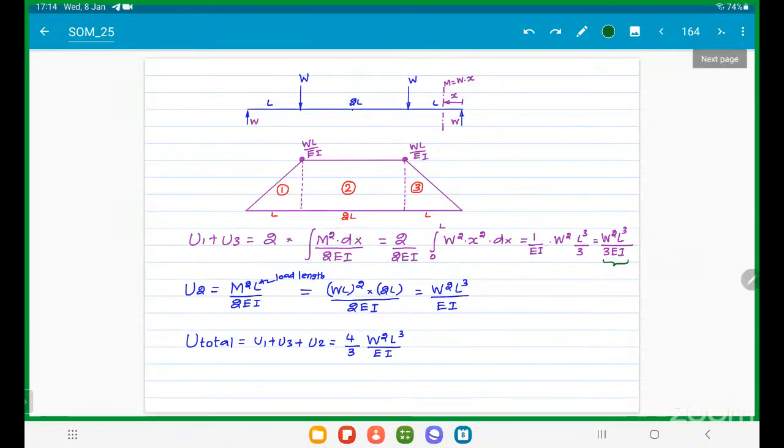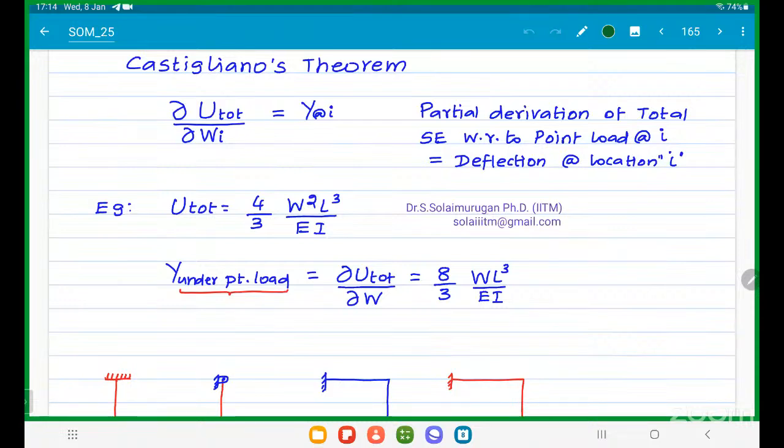Okay, we are going for Castigliano's theorem. Sir, what is Castigliano's theorem? Partial derivative of total strain energy due to a particular load, any one point load. Okay, there may be n number of point loads, P1, P2, P3, W1, W2, W3, anything. Partial derivative of total strain energy with respect to any particular point load at location i is equal to deflection at location i. Is equal to deflection under the load. Sir, this is a statement.